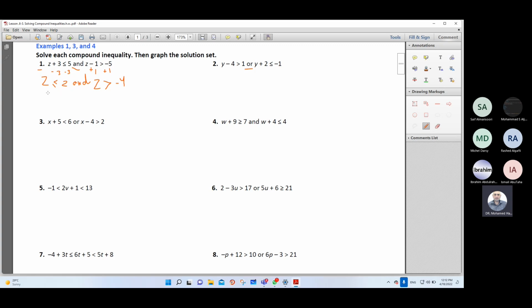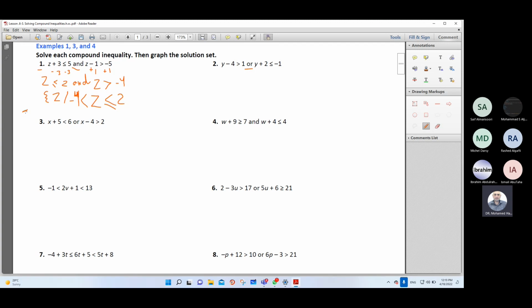Okay, how to write the set of the solution? We have z between two values. z greater than minus 4, and z less than or equal to 2.